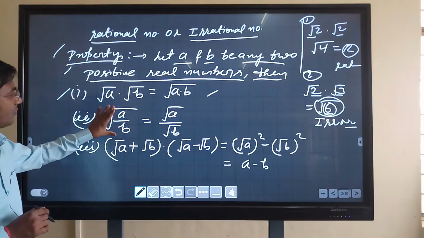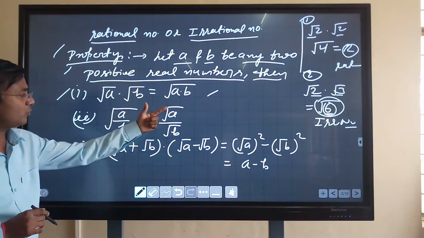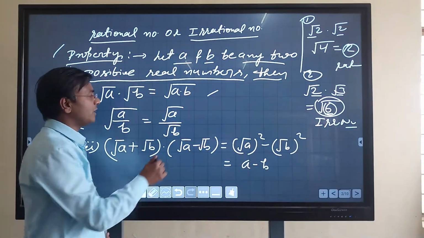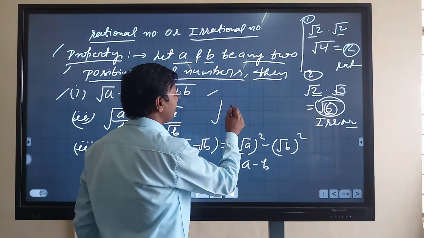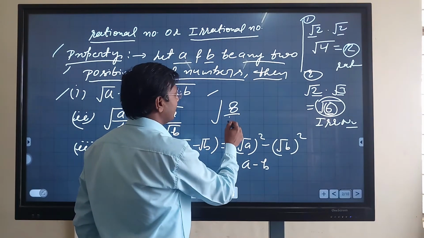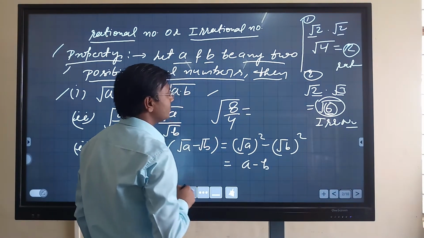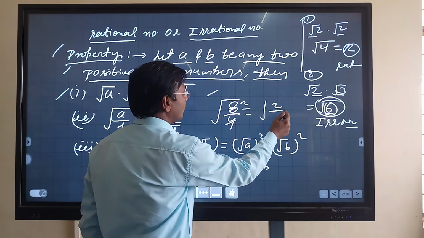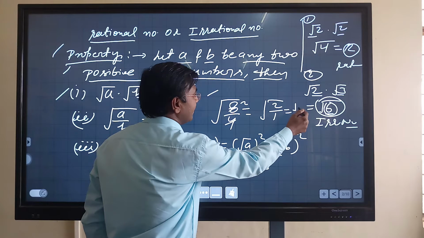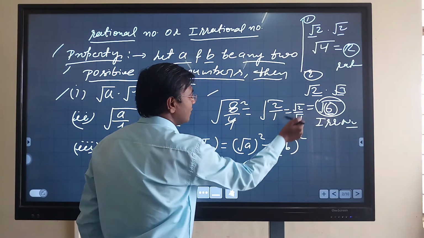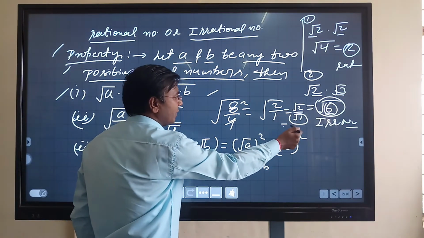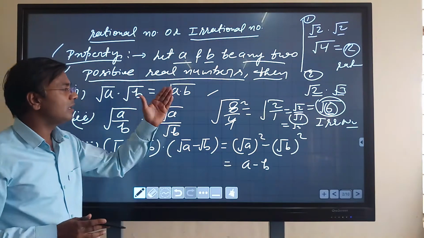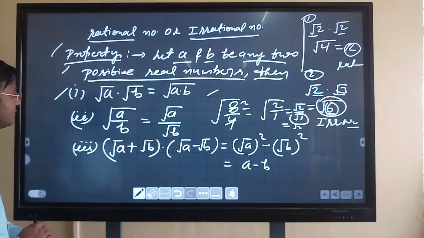Next, under root of A by B can be written as under root A upon under root B. That means we can separate the square root. For example, if I say under root 8 by under root 4, so 4 2s, that is under root 2 by 1. So we can say under root 2 upon under root 1. Under root 1 means 1. So finally the answer is 2. So we can break this under root over the positive real numbers.